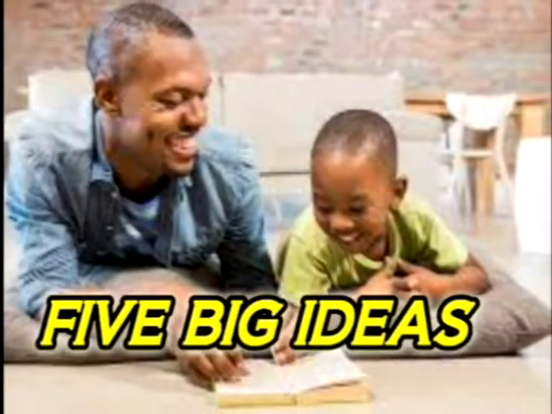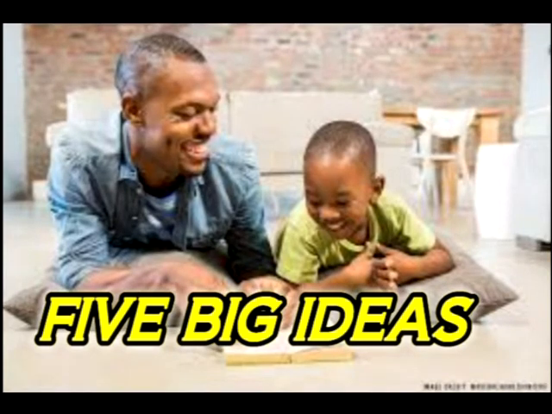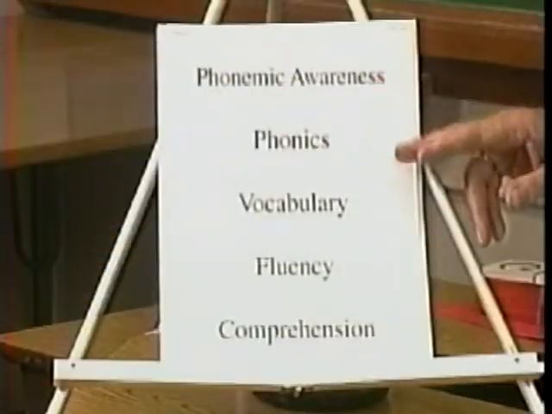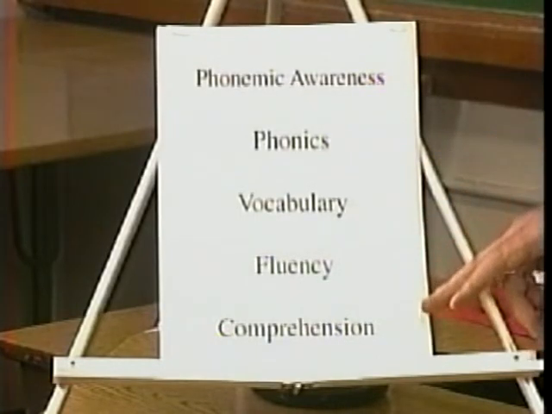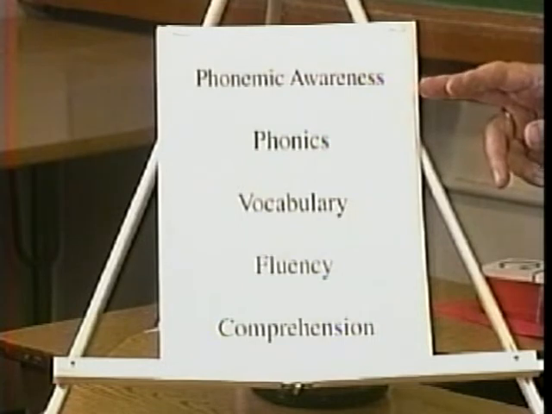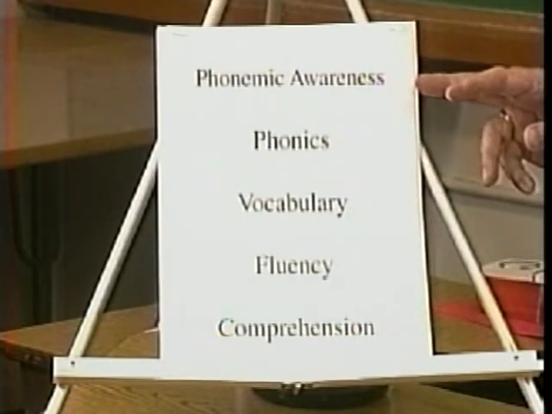There are 5 skills needed to be a good reader in the English language according to research in the No Child Left Behind Act. They are phonemic awareness, phonics, vocabulary, fluency, and comprehension. Each one of these is a major building block for successful reading. All of them are necessary, but none of them is sufficient in and of themselves.